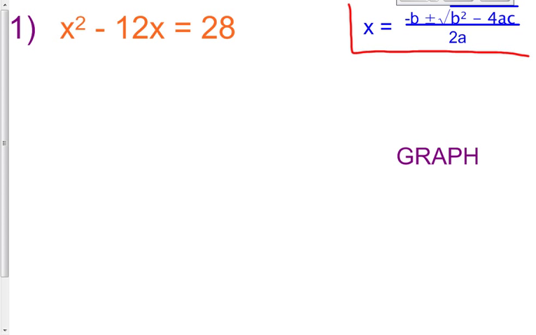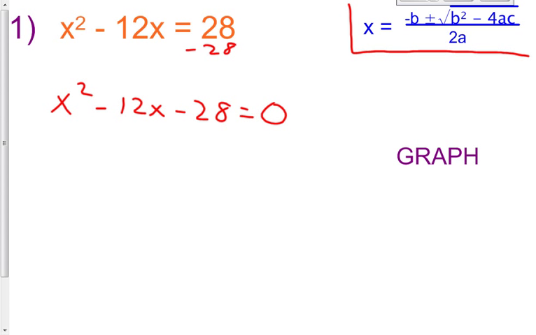The first thing that you need in the quadratic formula is you need it in the form ax squared plus bx plus c equals 0. Meaning we have to get everything onto the left side because we have to get a 0 onto the right side. So that's different than completing the square. Completing the square, we want the constants on the right side. But for the quadratic formula, everything goes on the left. So let's subtract 28. x squared minus 12x minus 28 equals 0.